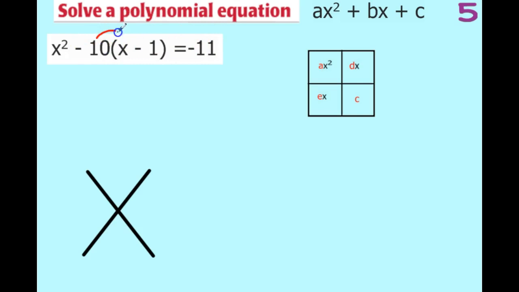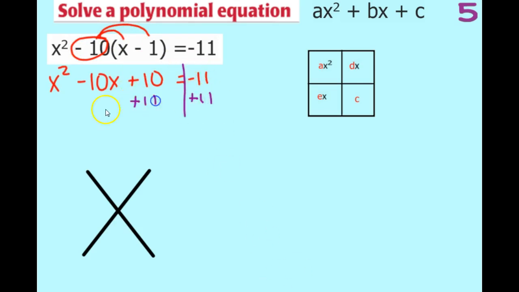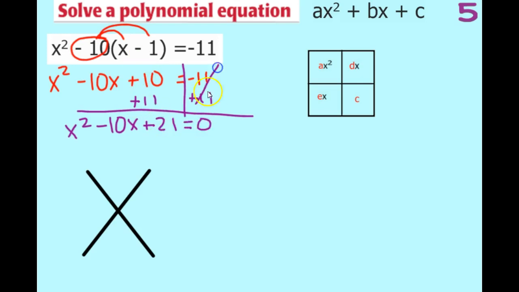So first, I'm going to multiply this or distribute my parentheses. Don't forget this is a negative 10 times both of these. This x squared is just out front. Negative 10 times x is negative 10x. A negative 10 times negative 1 makes a positive 10. But we need it equal to 0, so I'm going to add 11 over to the other side. And we get x squared minus 10x plus now 21 equal to 0.